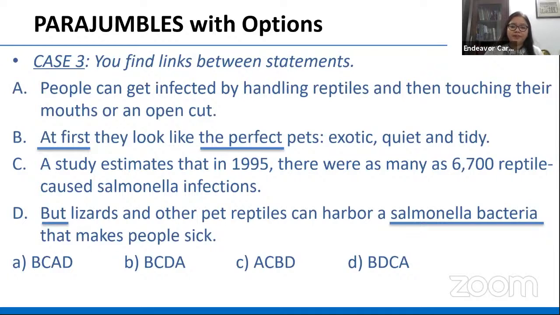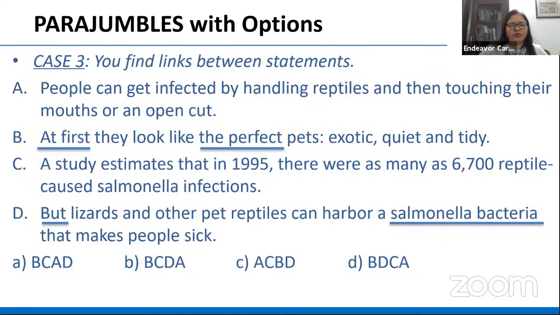So I found BD. But one problem here is that I also find BD in option C. Okay. So should I have BD coming later? Should I have BD starting my sequence or should it come later? For which I will need to understand what AC says. A talks about people can get infected by handling reptiles and then touching their mouths or an open cut. And C says a study estimates that in 1995, there were as many as 6,700 reptile-caused salmonella infections.